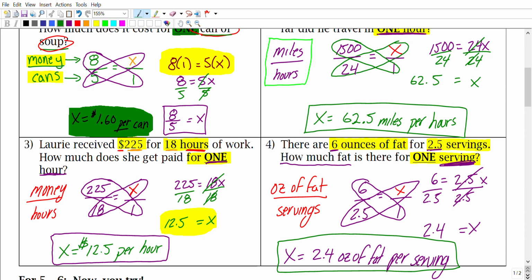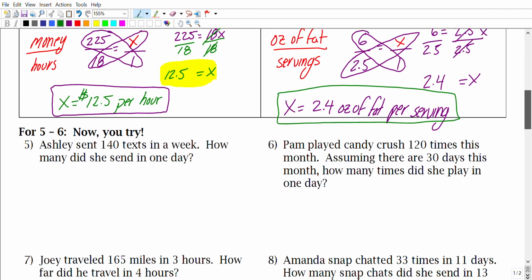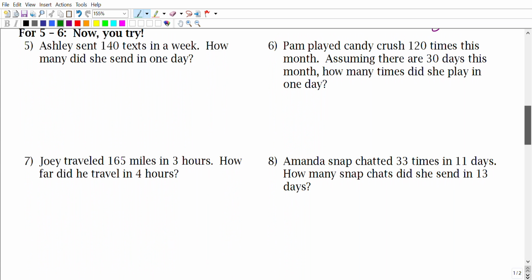Awesome. All right, guys. I think that is enough problems for now for you guys to try a few on your own and see if you guys actually understand this. So go ahead and pause the video right now and go ahead and try number 5 and 6.